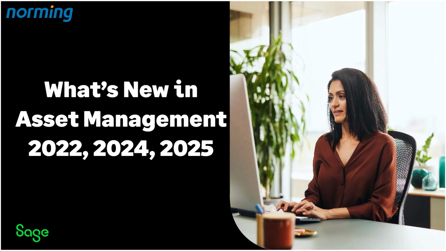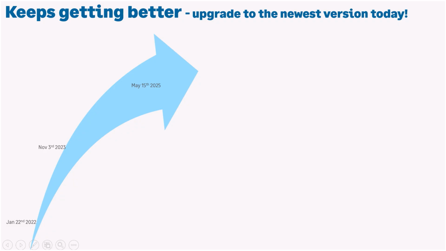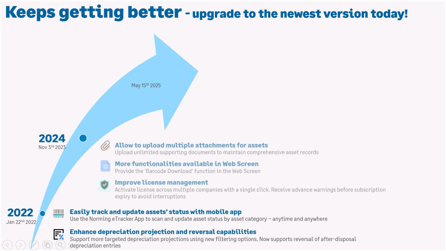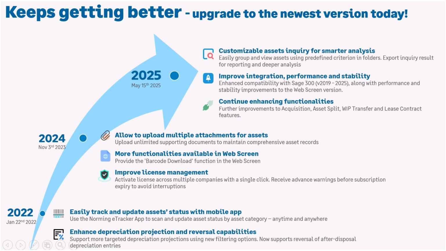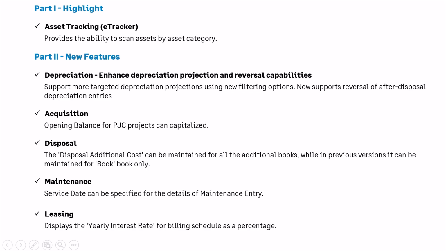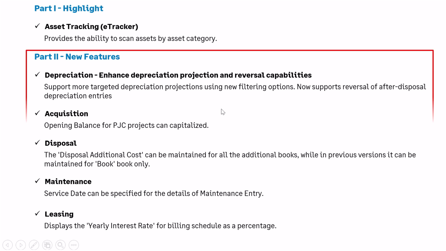The first part of the session will cover all the new features added to asset management from version 2022 to 2025. Each version provides several significant new features. Let's start with 2022. Here are the new features added to this version. The e-tracker for asset tracking will be introduced in the second part of the session. So now here, I only focus on the second part, new features.